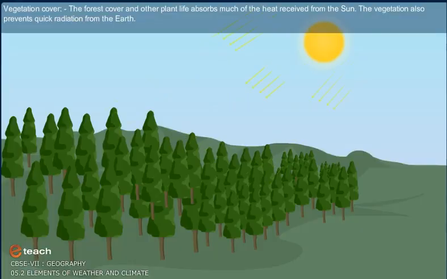Vegetation cover. The forest cover and other plant life absorb much of the heat received from the sun. The vegetation also prevents quick radiation from the earth.